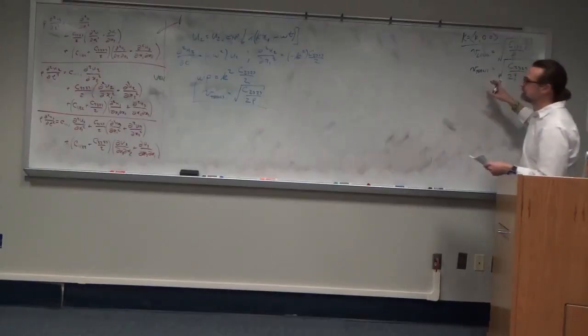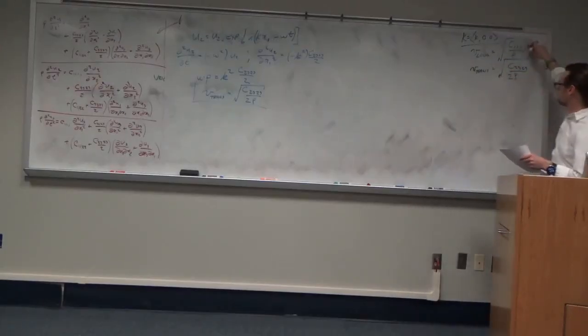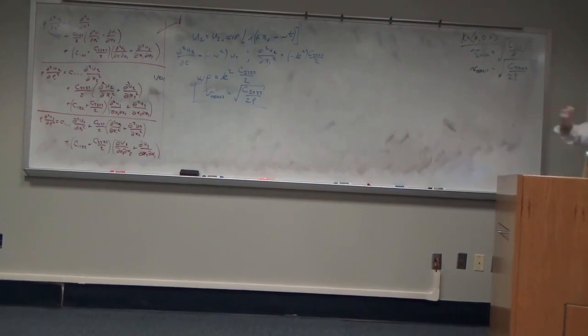And this kind of makes sense because what we're seeing is that the longitudinal wave has to do with the ability to compress a material, and the transverse wave frequency has to do with the shear elastic constant, right? Because that's the off-diagonal terms of our elastic matrix.